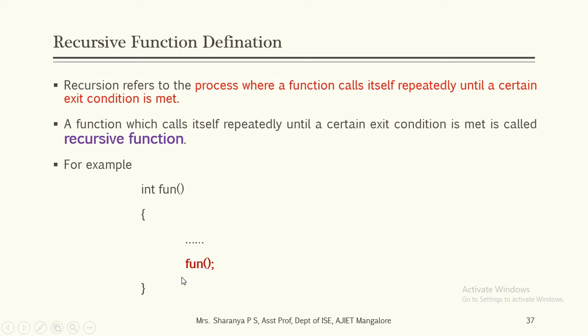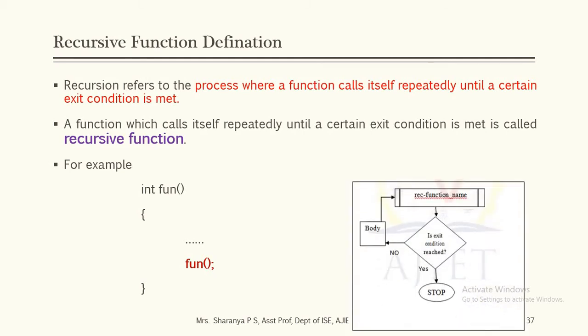Here, this fun function will keep executing till it reaches some exit condition. That is, in a recursive way, inside one function there is one more function call, and it will keep repeatedly executing. This is what we call a recursive function.